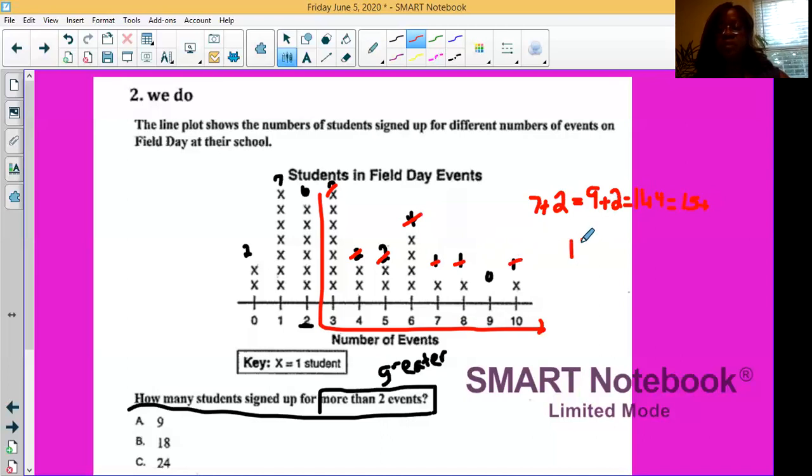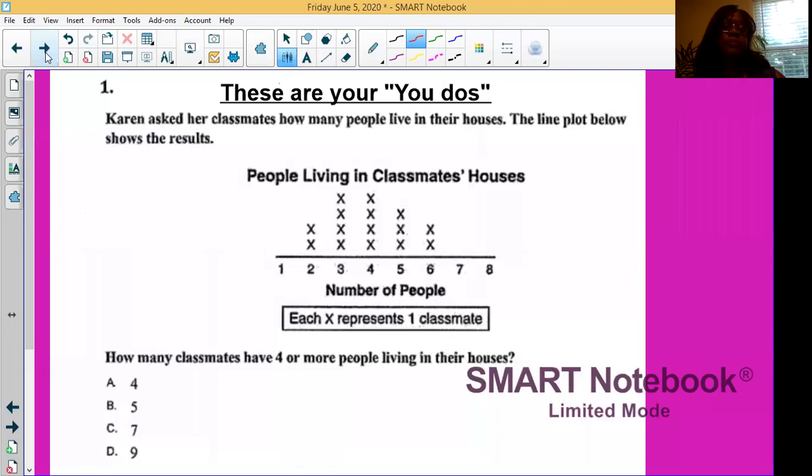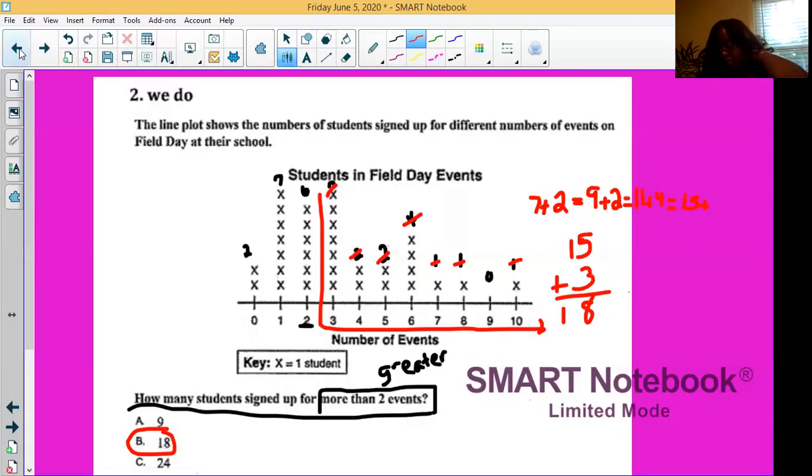So now 15 plus the 3 gives you your answer. So basically all you did was took all of the numbers from more than 2 and added them up. So your final answer for the we do should be 18. You're exactly right. Okay. All right, so I'll give you a few minutes to write that down. And you can always pause the video if you need additional time.